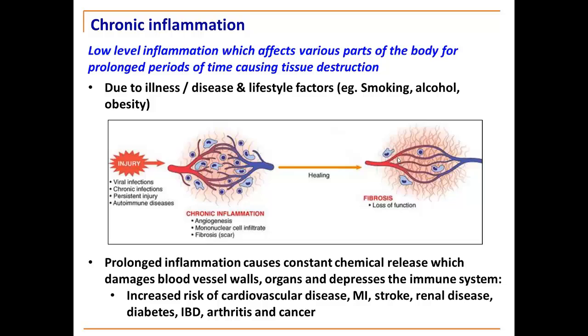So that constant low-level chemical release damages blood vessel walls, damages organs, depresses the immune system, increases the risk of cardiovascular disease, myocardial infarction, stroke, renal disease, diabetes, irritable bowel syndrome, arthritis, cancer. The list just goes on. But of course, we can help to reduce chronic inflammation by having a healthier lifestyle. So a better quality and longer sleep, stress management, healthy diet, increased exercise, don't smoke, healthy weight, etc. All the common sense factors that we can affect.